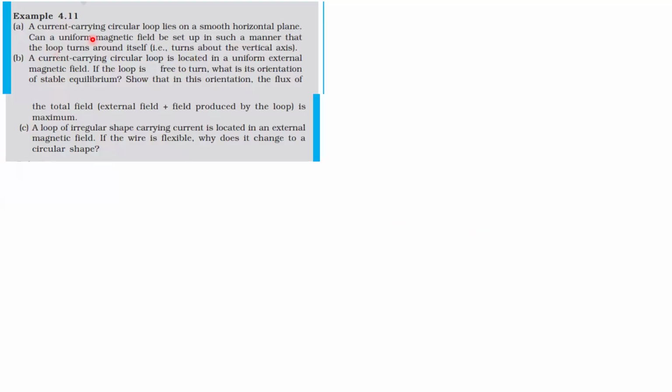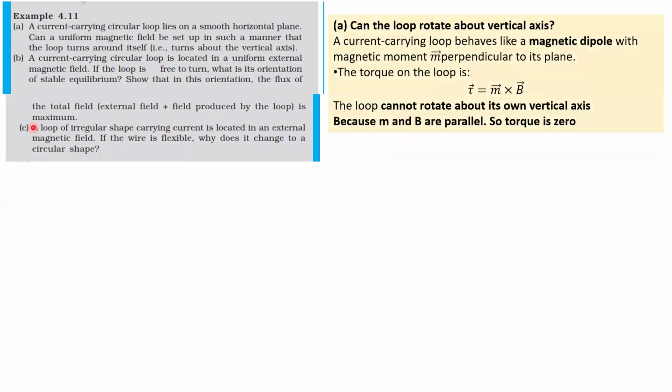Question number 11. A current carrying circular loop lies on a smooth horizontal plane. Can a uniform magnetic field be set up in such a manner that the loop turns around itself, that is, turns about a vertical axis? There will be a torque according to this question. Yes. First, we'll write the formula for torque.